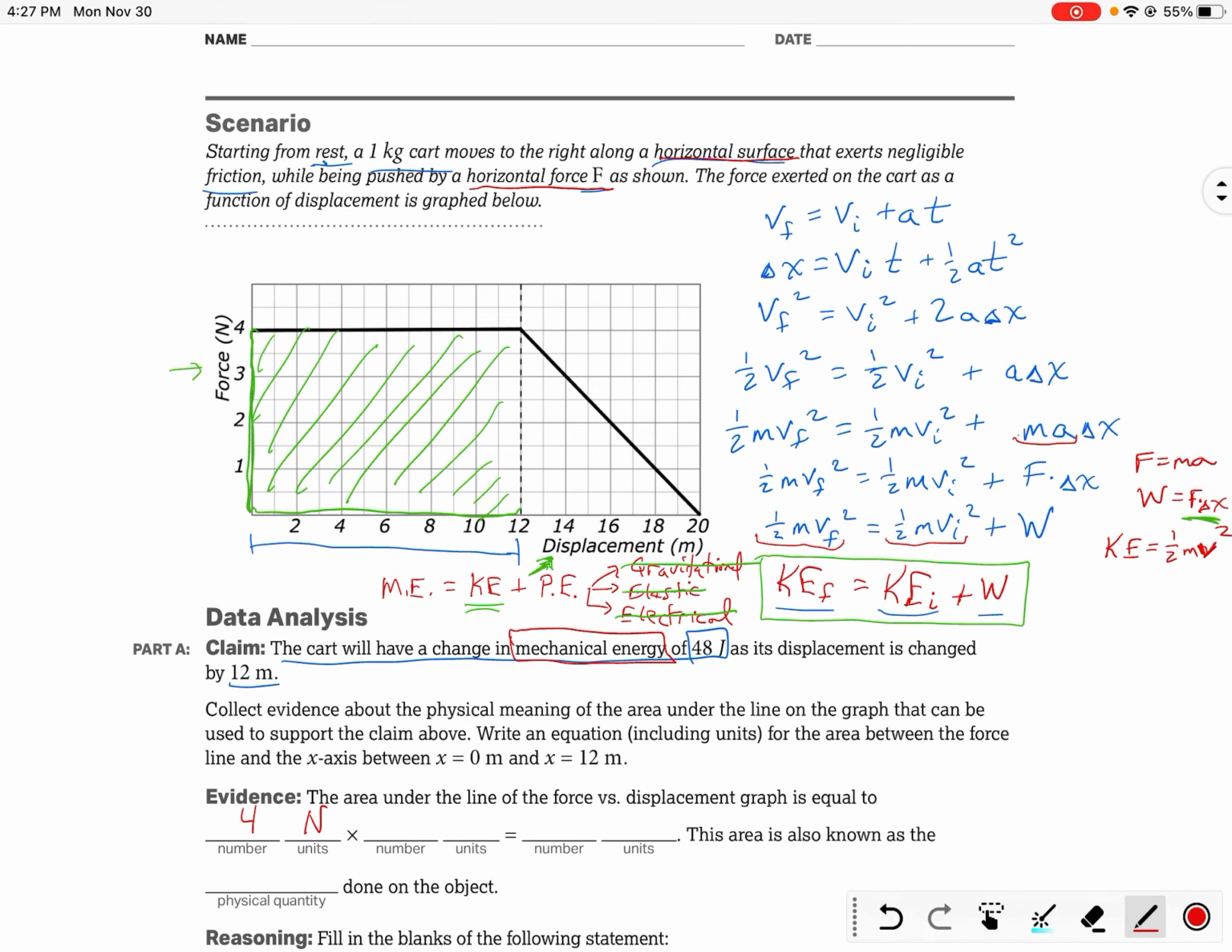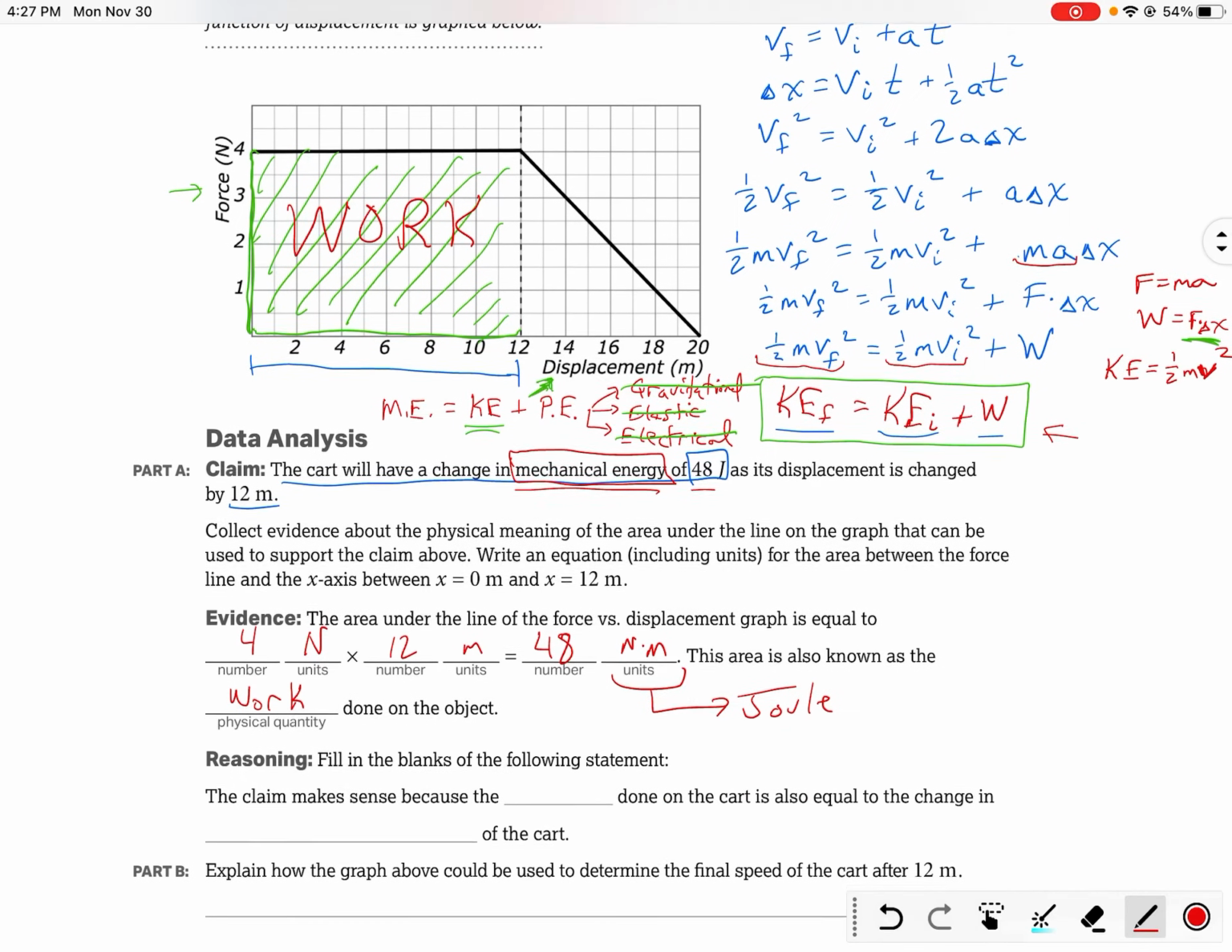newtons, a displacement of 12 meters, so a total of 48 newton meters, and a newton meter we'll find is the same as a joule, which is our unit of energy. The area underneath the curve is simply the work that we are doing on the object. So that amount of work, as we've seen here, is going to translate to a change in the mechanical energy, in this case kinetic, of 48 joules.